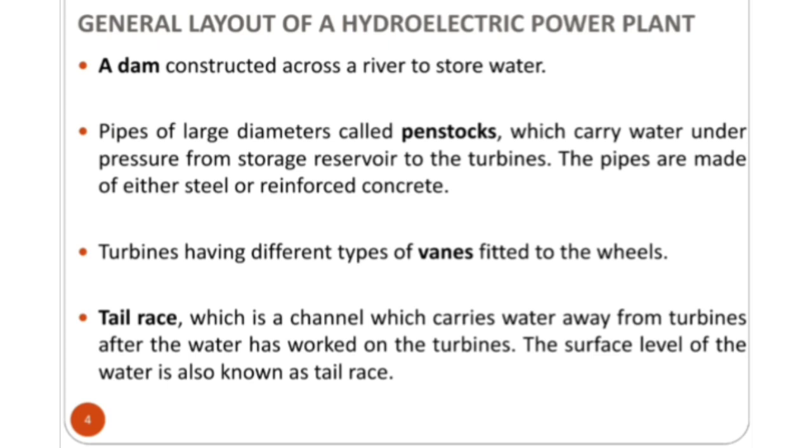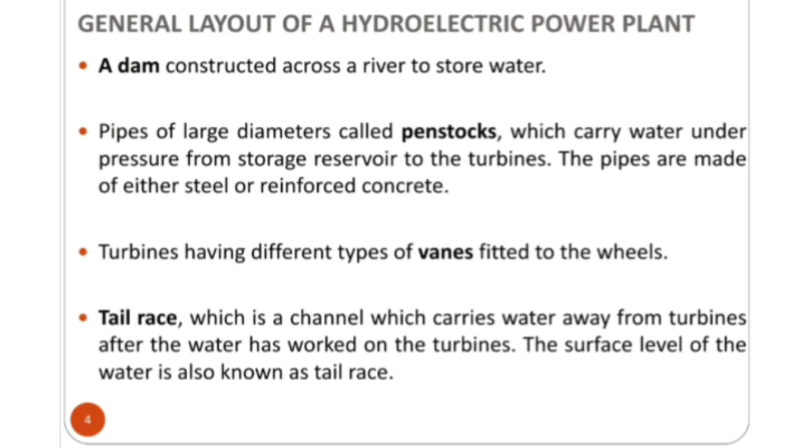To convey the water from the dam to the turbine, there will be a pipe of larger diameter called a penstock. This will carry water under high pressure from the storage reservoir to the turbines. These pipes are made of either steel or reinforced concrete. Then this water under pressure will strike the vane.